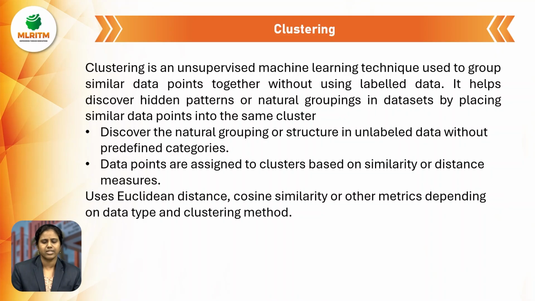So we are discovering the natural grouping of unstructured, unlabeled data without any predefined category. Here we are going to categorize items which are unlabeled. The data is not labeled here. We find an item and categorize it into a category. Data points are assigned to a cluster based on similarity or a distance metric. Here we find the similarity of objects based on a distance metric. It may be Euclidean distance or cosine similarity, depending upon the type of clustering method we use.